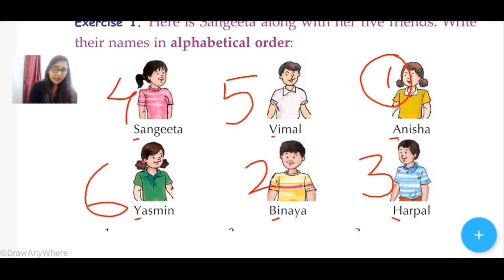So when we write these names, Anisha will be first, second Binaya, third Harpal, 4 Sangeeta, 5 Vimal and 6 Yashmin. We have sorted these names in alphabetical order looking at the first letter.